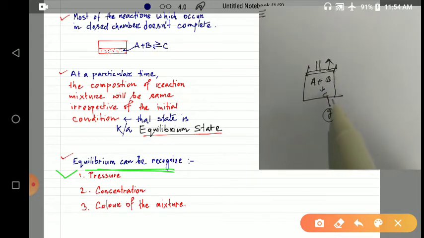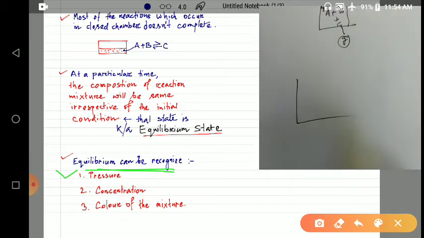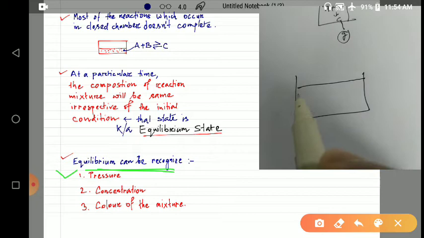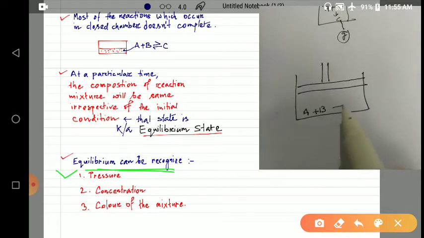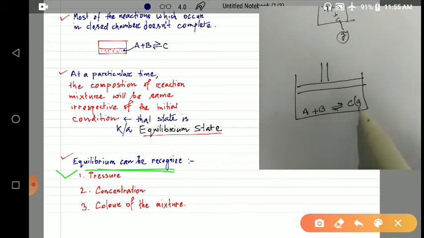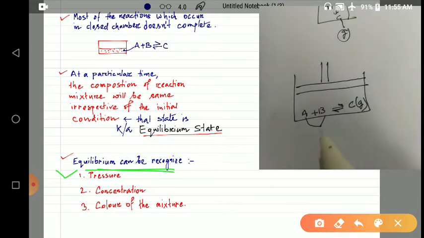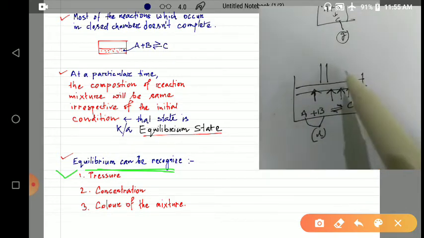So at equilibrium, it will expand, or it will give some pressure on that piston. You can understand this by using this figure. Here you see A plus B will give you C. Let's suppose C is a gas and these two are liquid. When the gas is formed, the volume of the gas is high, so it will give some pressure, and we are going to obtain the pressure difference.